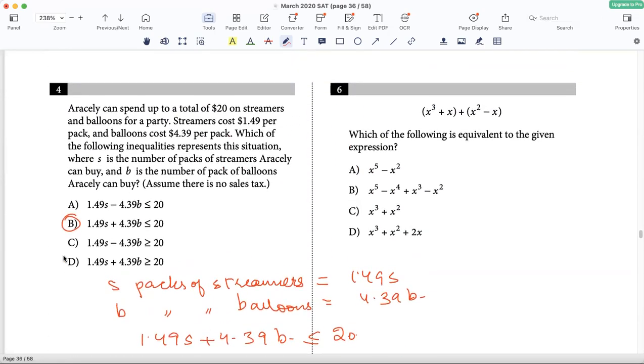Which of the following is equivalent to this expression? So x cubed plus x squared minus x plus x; the minus x and plus x cancel. So x cubed plus x squared, option C.